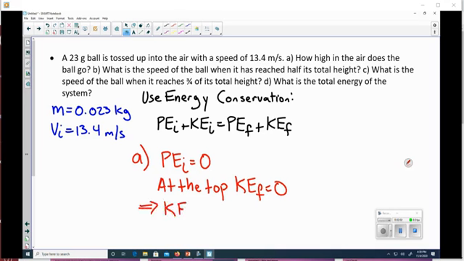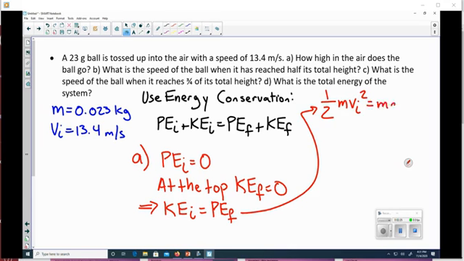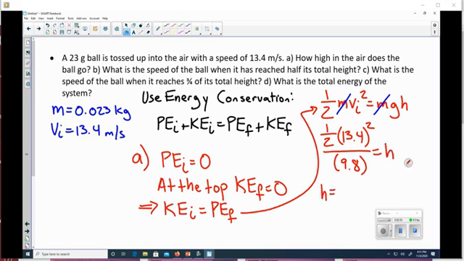So to solve part A, we need only just set the two sides equal to each other. The initial kinetic energy should be equal to the final potential energy. Here we can cancel out the masses. And if we solve for H, we find that the max height of the ball is 9.161 meters.